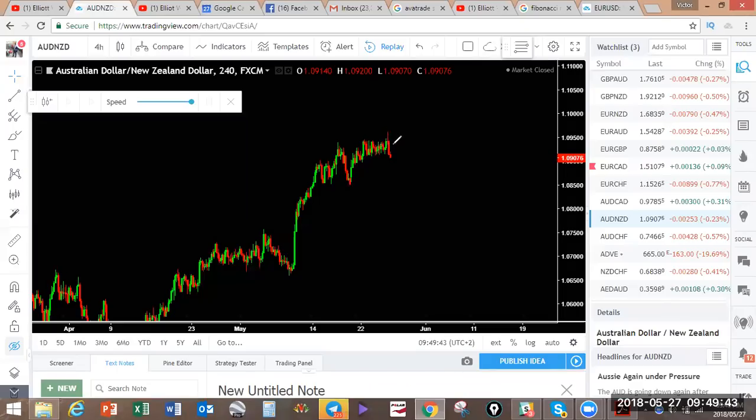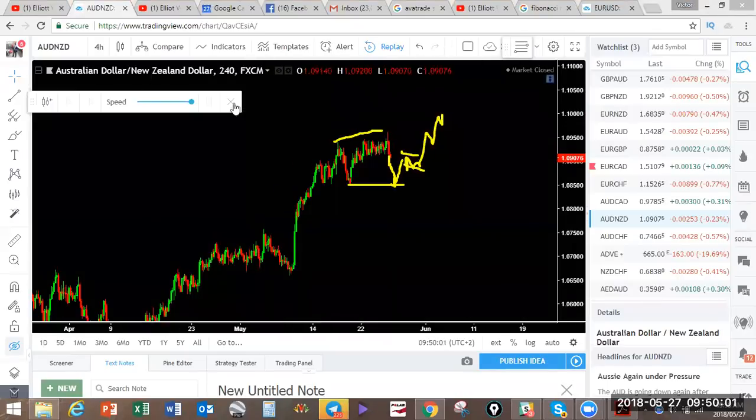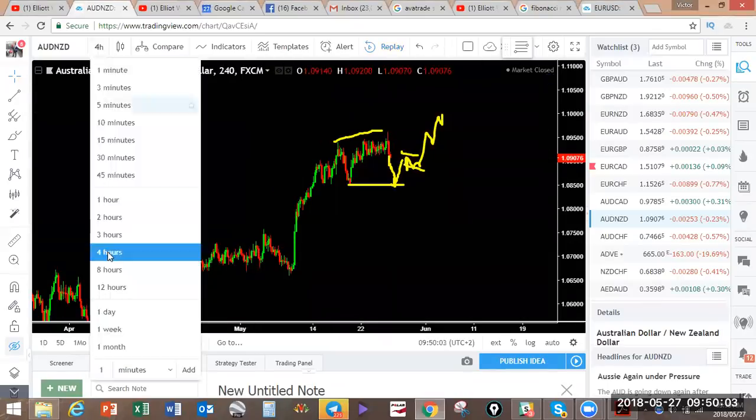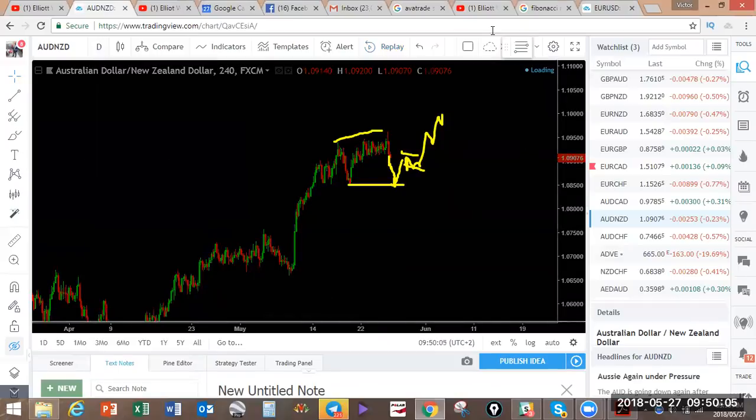It does not mean anything. Okay, it's just that in this case now, it's following the structure, and it may just come back here and test this level. That's all. And when it is complete there, we're going to expect an impulsive move to the upside, and you're going to get another entry here. We're actually running this from very, very low, from where this swing started. I'm going to go to the daily, and we looked at this right here in this webinar.